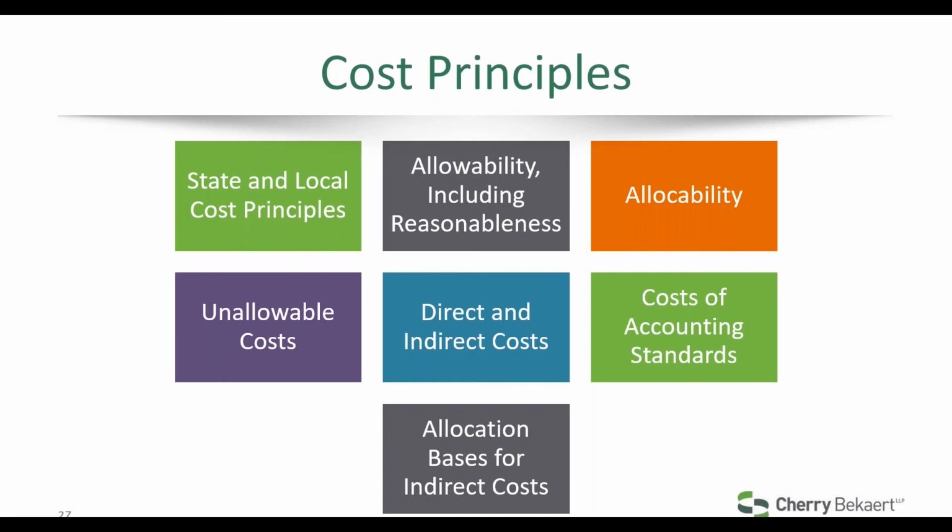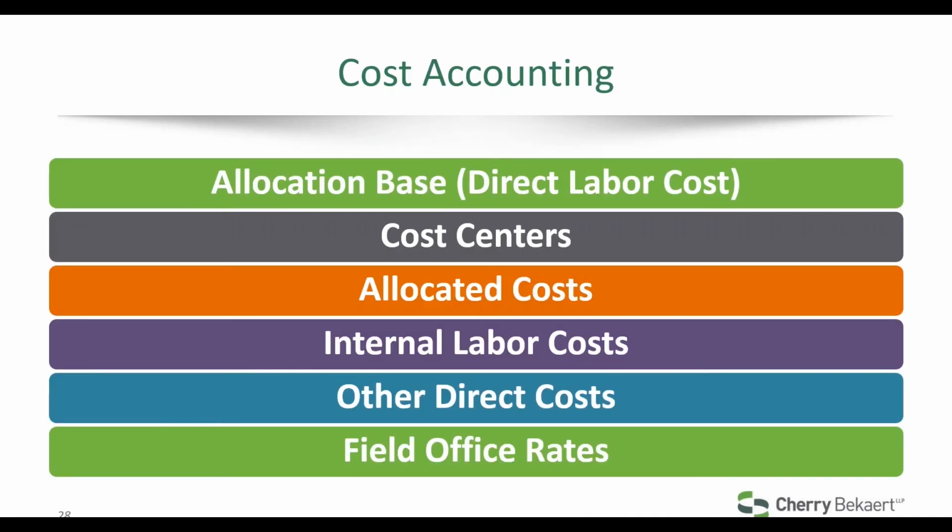For a cost to be allocable, it needs to be assigned or charged to one or more cost objective or cost center, and it's really based on the relative benefit that's been received. In the sense of unallowable costs, any costs that are expressly or mutually agreed to be unallowable should be excluded from your indirect cost rate and therefore not included as part of your costs that are allowable on your cost structure.